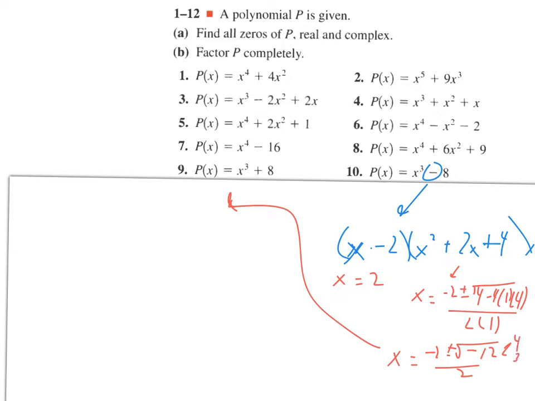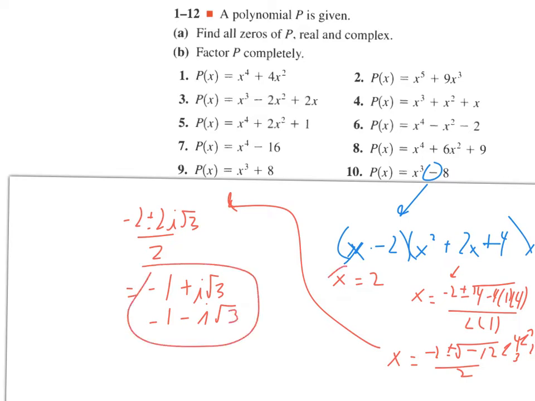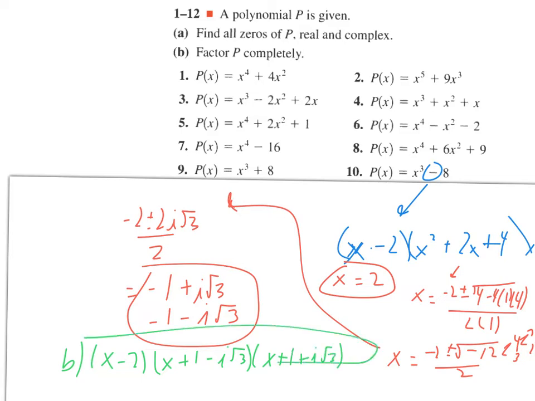Okay, so 12 is 4 and 3, which is 2 and 2. So this will be negative 2 plus or minus 2i rad 3 all over 2, which will just simplify into negative 1 plus i rad 3, and then also negative 1 minus i rad 3. So I got my 3 answers for part A there and over there. Now for part B, the fully factored form, once again, I want to just do x and then change the sign of each of my zeros. So this will turn into x plus 1 minus i rad 3, and then x plus 1 plus i rad 3.